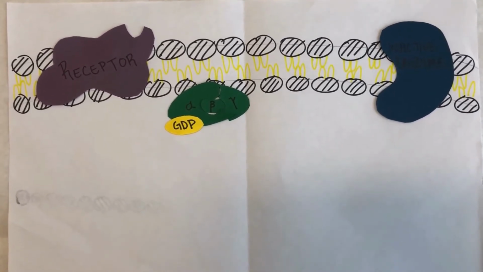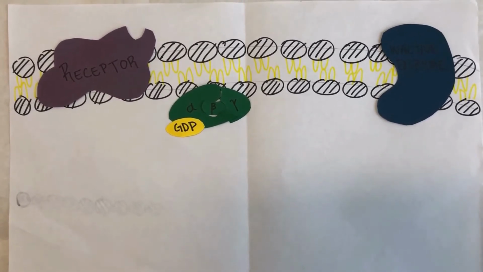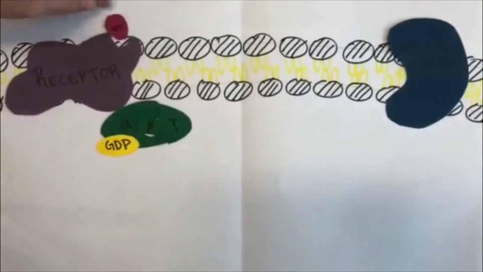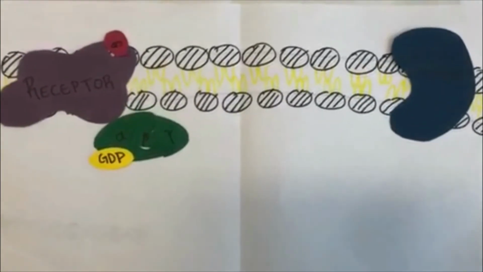In order to start the interaction, a signal molecule must bind to the GPCR. When a signaling molecule binds to the GPCR, the G protein is activated and switches its GDP for GTP.